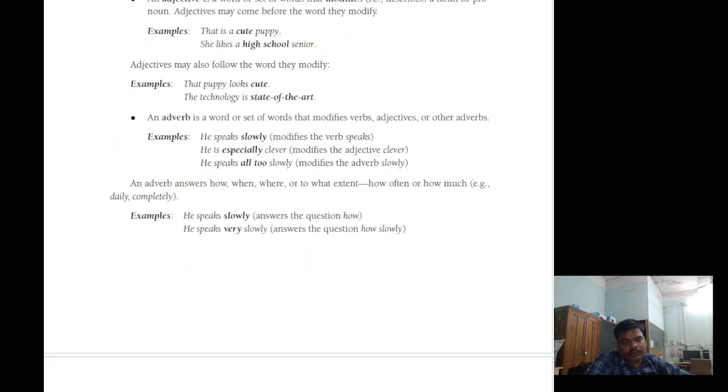adjective and adverb. An adjective is a word or set of words that modify a noun or pronoun. Adjectives may come before the word they modify. Adjectives may also follow the word they modify. An adverb is a word or set of words that modify verbs, adjectives, or other adverbs.